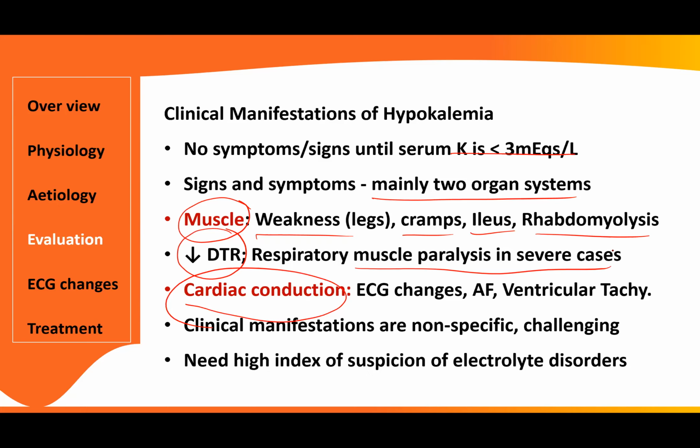So muscle weakness, this is again skeletal muscle as well as the smooth muscle. Both are affected. Conduction defects, ECG changes, we will see separately. Clinical manifestations are non-specific and very challenging because weakness, cramps, these things do occur in many conditions. It's very difficult unless you have suspicion. You need to have a high index of suspicion for electrolyte disorders, particularly hypokalemia.